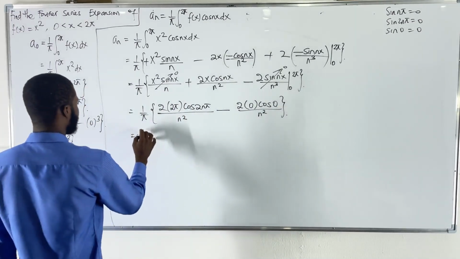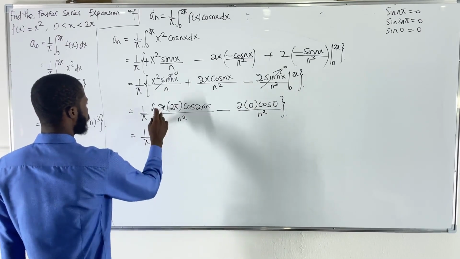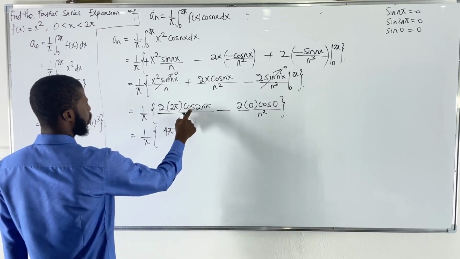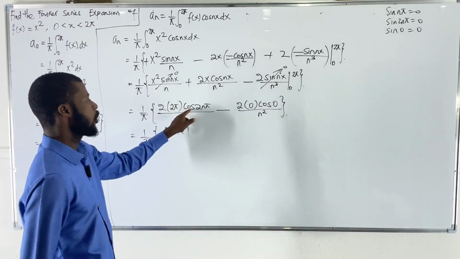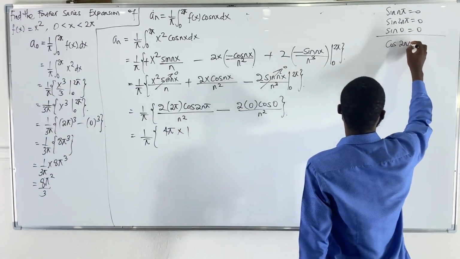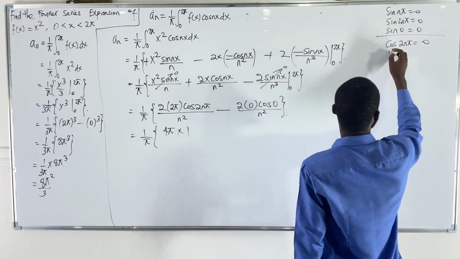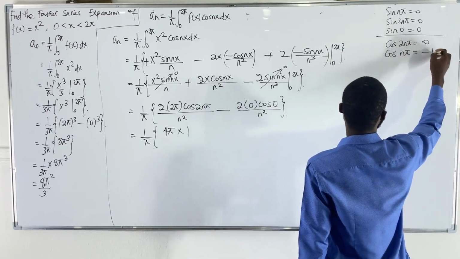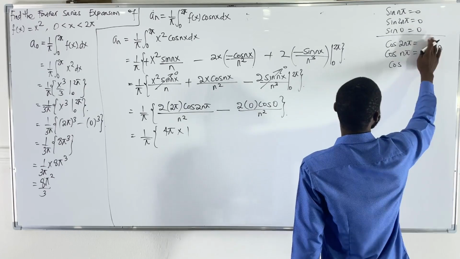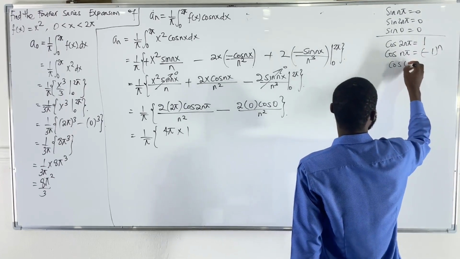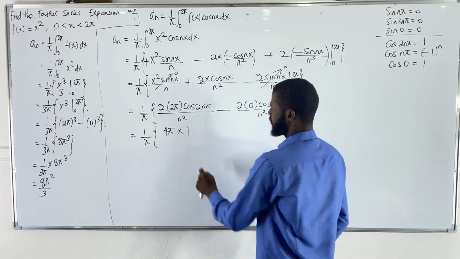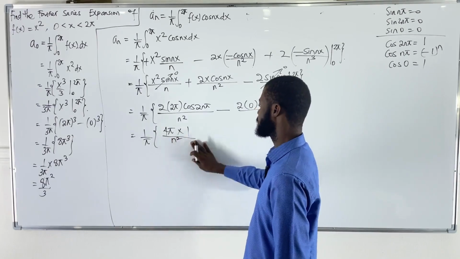Okay. Now this will be 1 over pi. 2 times 2 here will give me 4. So this will be 4 pi times cos 2n pi. For cosine, cos 2n pi is equal to... Cos n pi is minus 1 to the power of n, but we're not using that in this case. Then cos, wait, did I say cos 2n pi is 0? Cos 2n pi is 1, then cos 0 is 1. So this cos 2n pi here, the value is 1, divided by n squared.